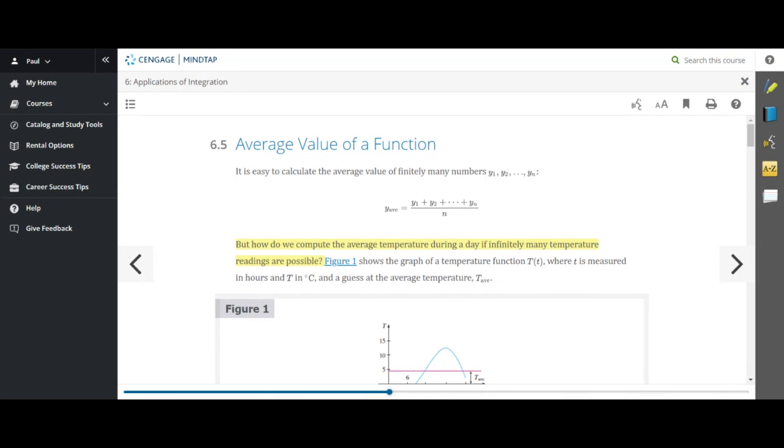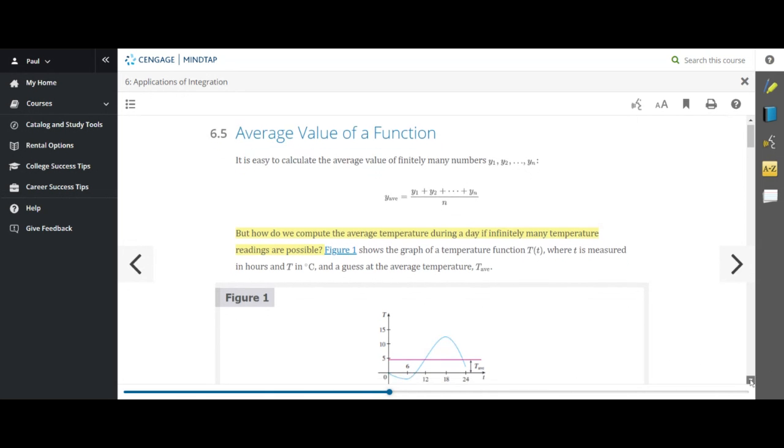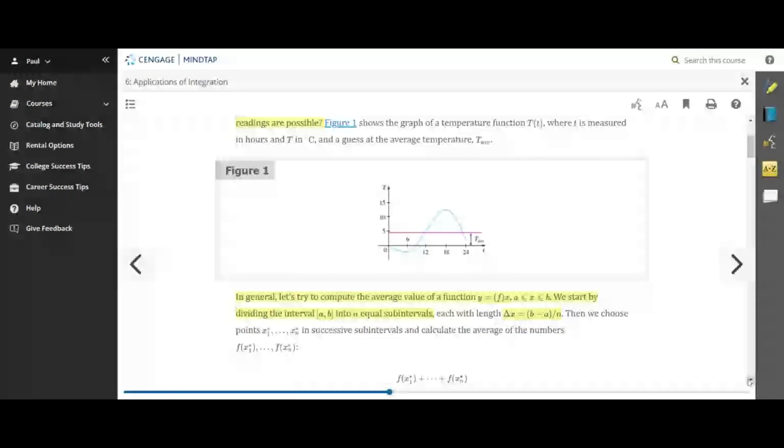How would that work? Well, let's take a look here at figure 1. Figure 1 has a picture of an average temperature function. It's in blue. And the t-axis goes from 0 to 24. Why would the axis go from 0 to 24 on the t-axis? That's right, Taj. That's the number of hours in a day. There are 24 hours in a day. And so there's the temperature function.